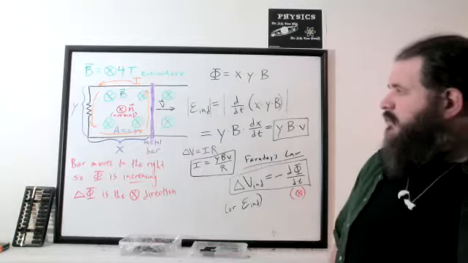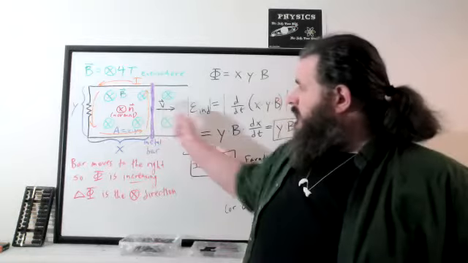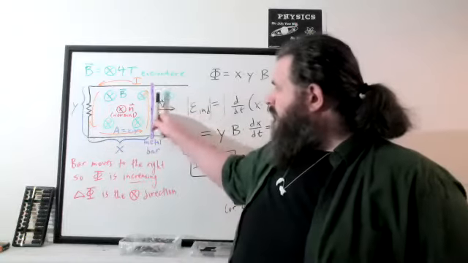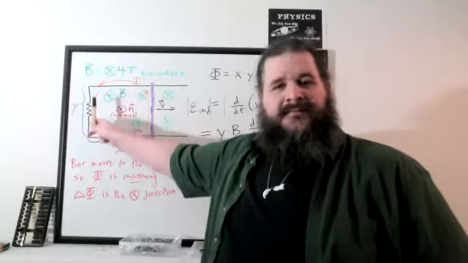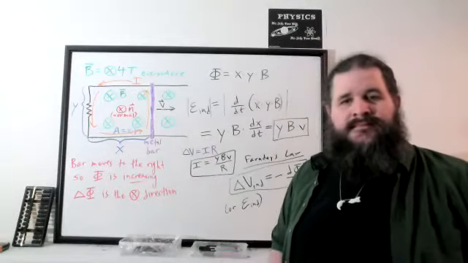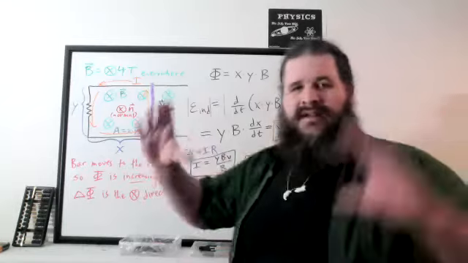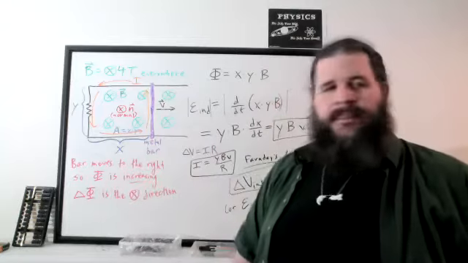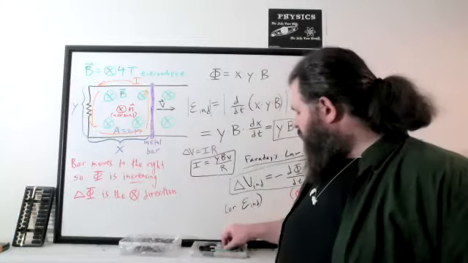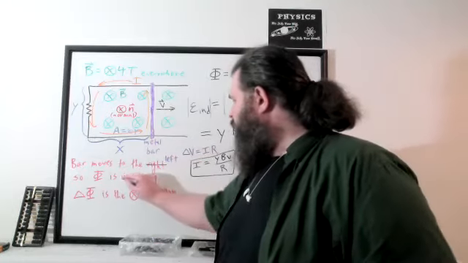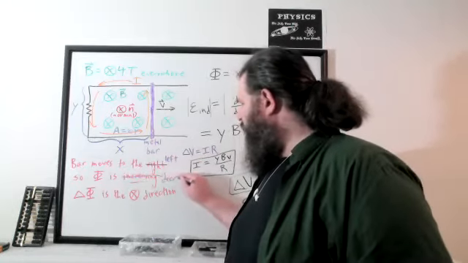And we could also run this process in reverse. Let's say instead of moving the bar to the right, we move the bar to the left instead. If the bar moves to the left, what's happening to flux? Yeah, if the bar is moving to the left, then the area is shrinking, so we get a decreasing flux. So if the bar moves to the left, flux is going to be decreasing.